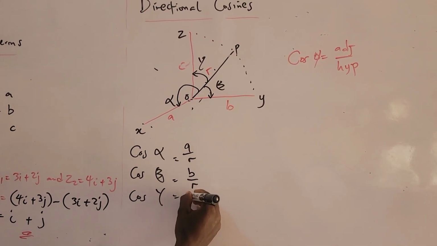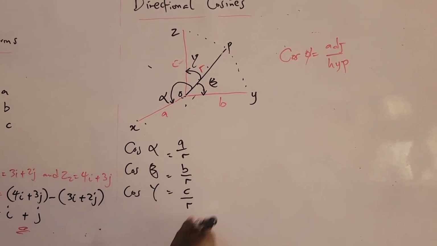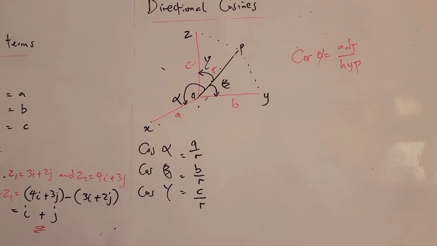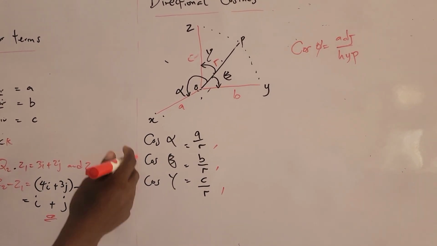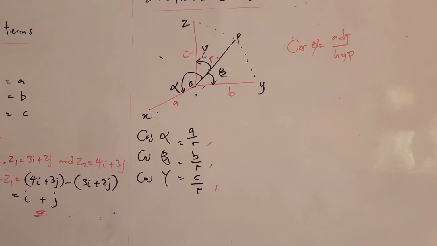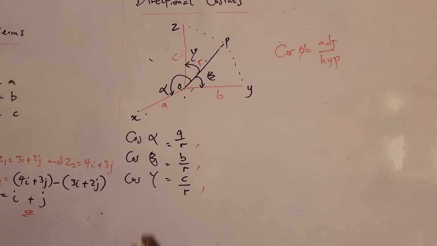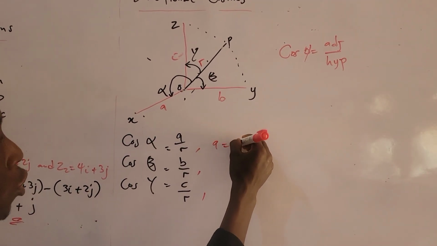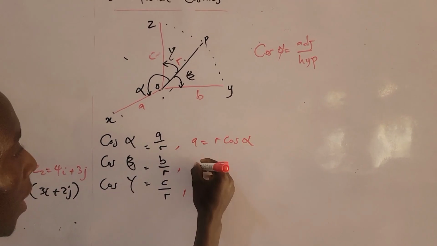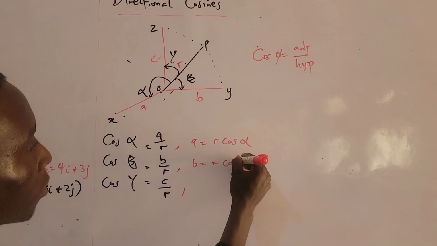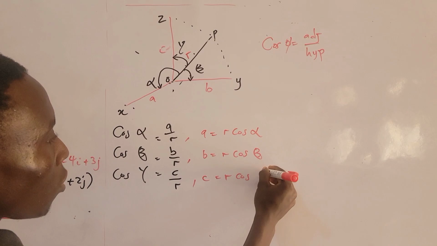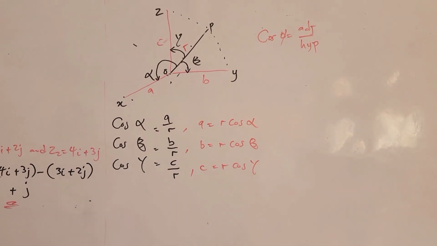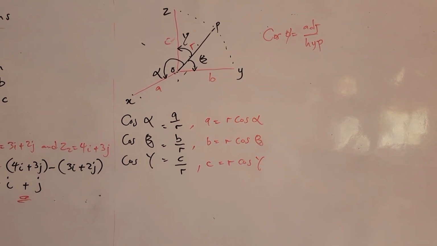So you notice that c over R will be equal to cos gamma. So you can rearrange it and make your a, b, c separate from the formula. Like that, we have a equals R cos alpha, then b equals R cos beta, then c equals R cos gamma. Now remember the formula that we used here.